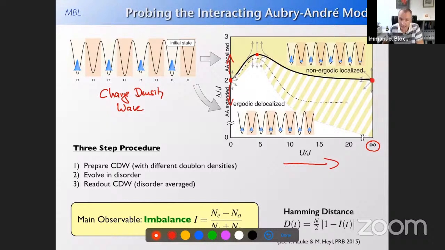Also here we know that for infinite interactions without any doublons in the initial state, we have extended states here and we have localized states here, okay? And now we can conjecture what happens in between.